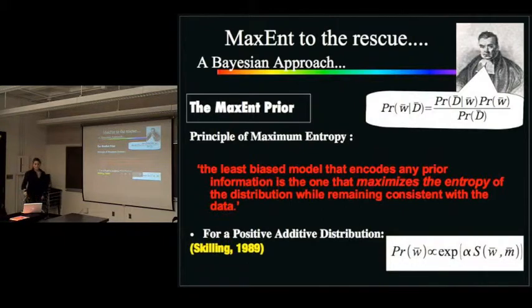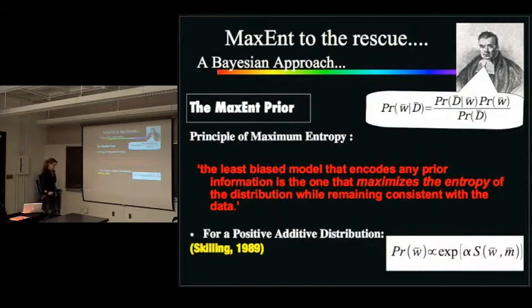So Skilling actually showed this, that for a positive additive distribution, which is the type of distribution we'll be dealing with, indeed the most conservative and least biased prior he could impose was one which was found to be a function of the entropy S of the parameter you want to constrain with respect to a default or an initial distribution. You'll see that it's also a function of alpha. Alpha is just a regulator. It's going to weight the entropy, but I'll have to come back to that after I've explained a bit more.